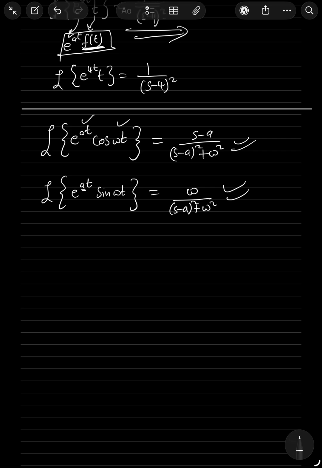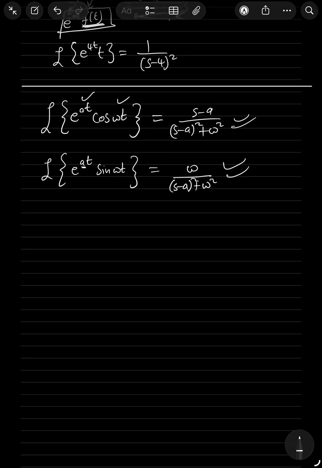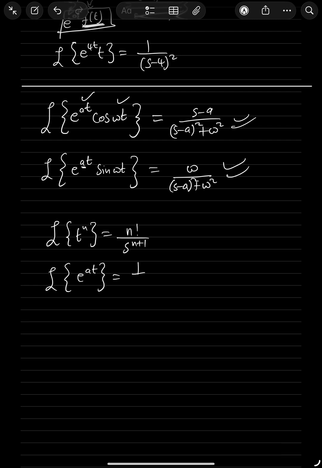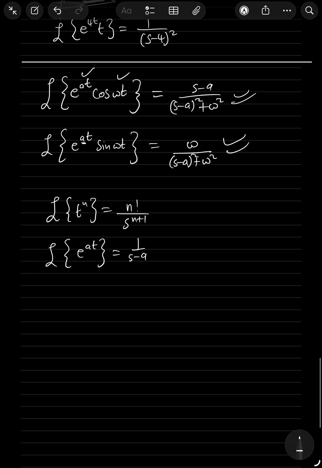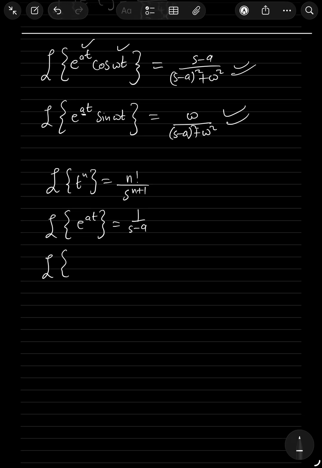So now we have done all of the ones that we're going to need. We looked at t to the power n. We said this is n factorial over s to the power n plus 1. We looked at an exponential, which we deduced to be 1 over s minus a. We looked at trigonometric, sine, omega, right?